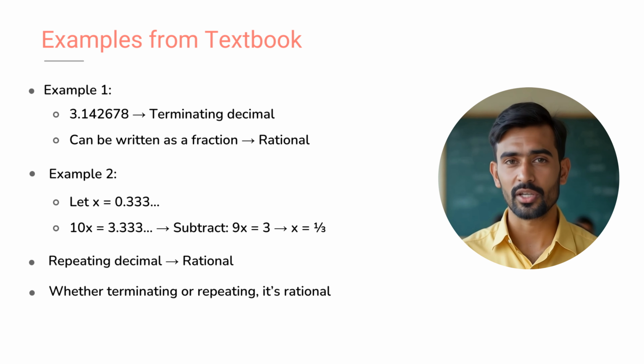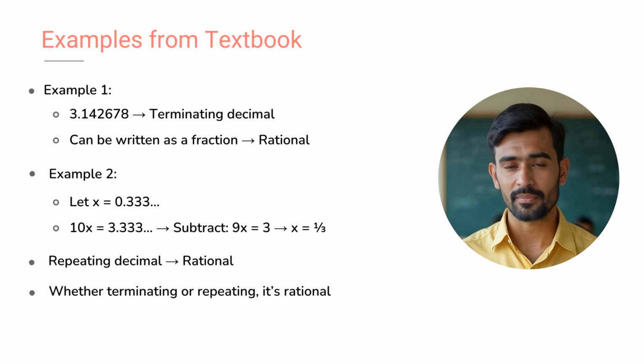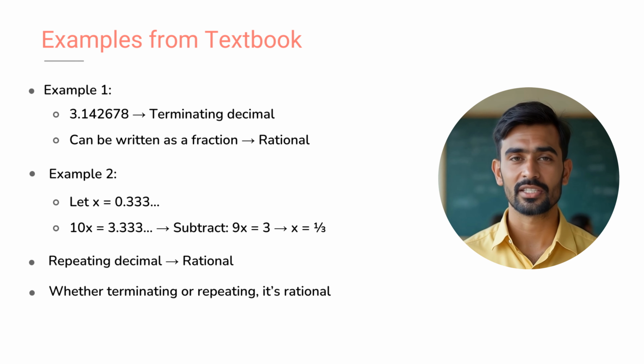Example 1. What about 3.142678? The decimal ends, right? That means we can write it as a fraction. 3.142678 is equal to 3,142,678 divided by 10 lakh. Boom. It's a rational number.